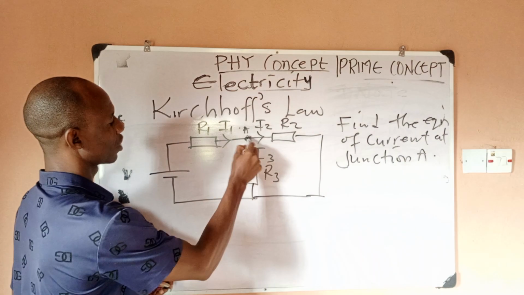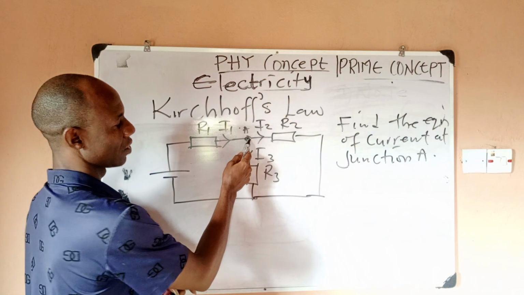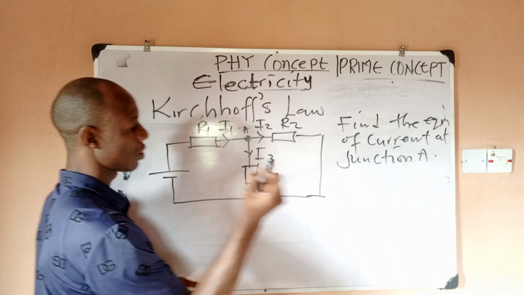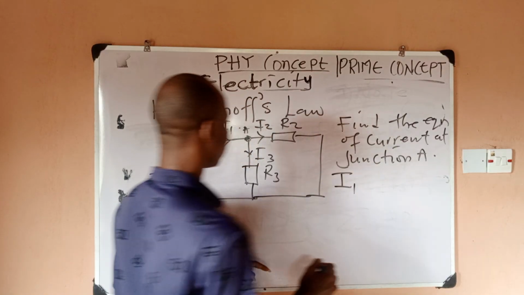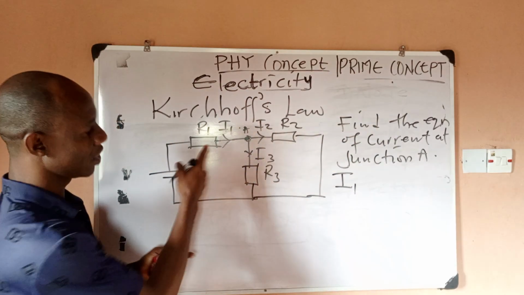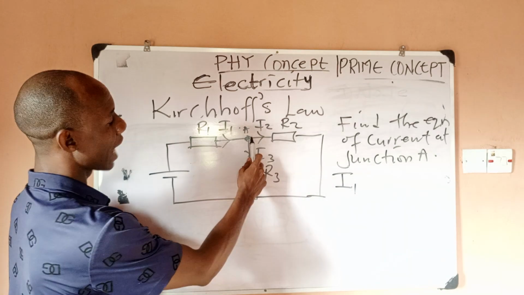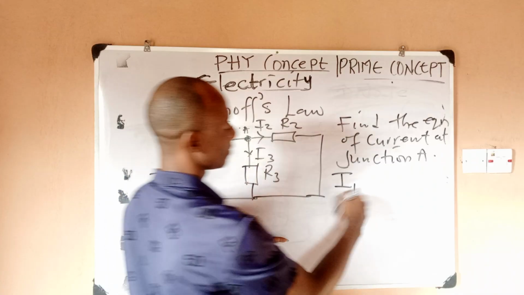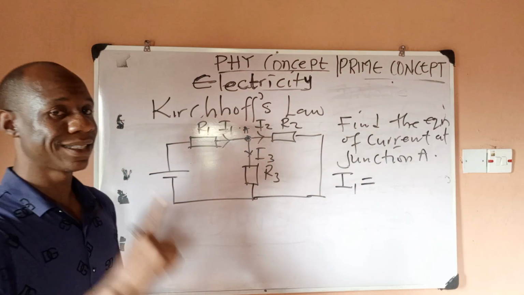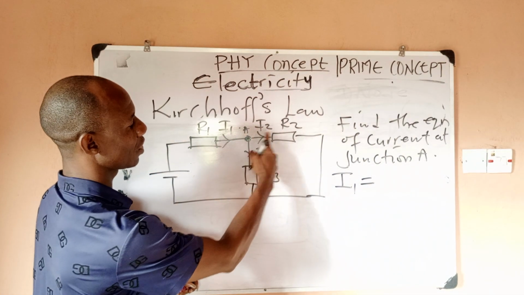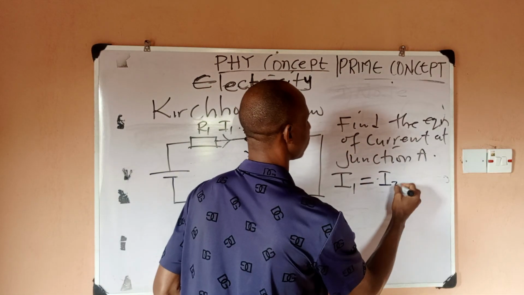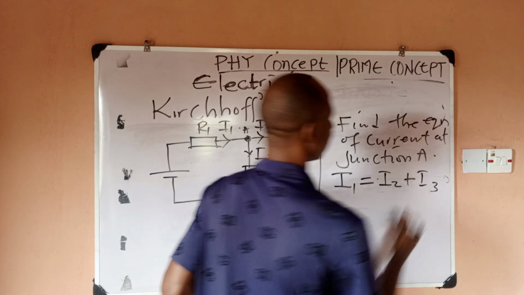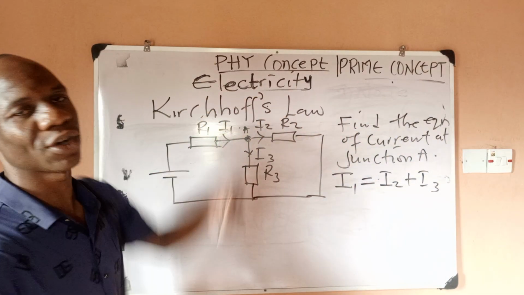So let's watch. Which currents do we have going into this junction? If you watch closely, you would notice that I1, which is this, is actually going into that junction. Do we have another current going into that junction? No, we don't, because I2 is going out, I3 is going out. So I have I1 equal to the current leaving the junction. One current leaving the junction is I2, so I would write I2 plus, do we have another current here? We have I3, so plus I3. So this is KCL at junction A.